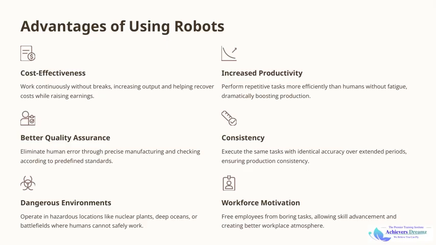Next, the increased productivity is impressive. Robots excel at performing repetitive tasks more efficiently than humans and without getting tired, leading to a dramatic rise in production levels. When it comes to quality, robots help ensure better quality assurance by minimizing human error. They follow precise manufacturing and inspection standards, which results in consistent, high-quality products. Speaking of consistency, robots can execute the same tasks with identical accuracy over long periods, maintaining uniformity in production.